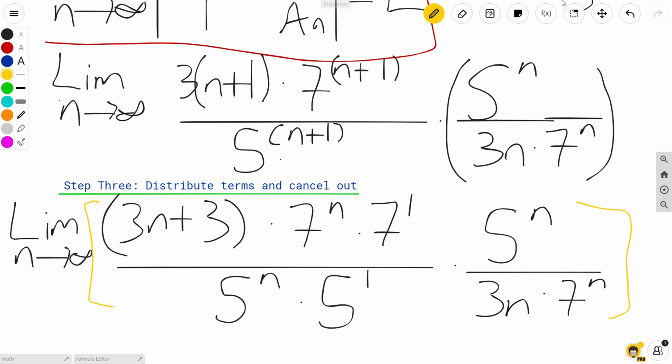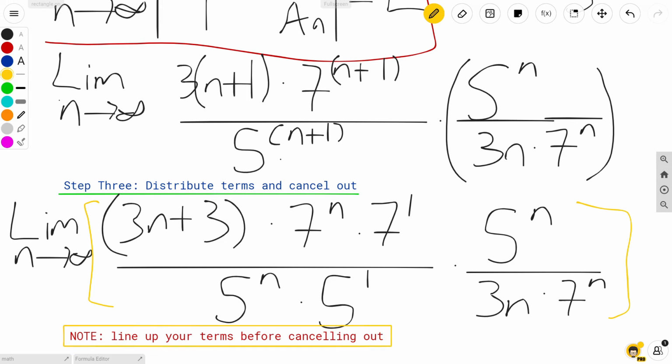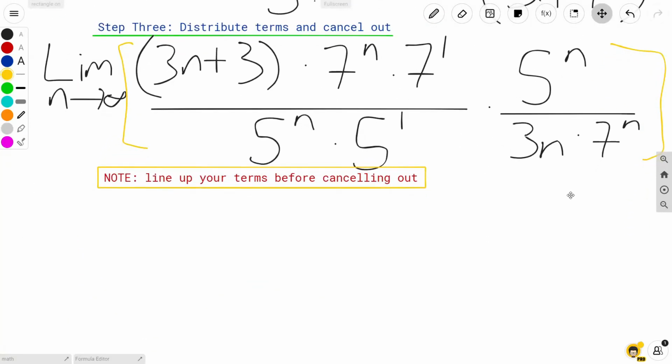So now, one thing I did forget to put, and it makes it a lot easier, I'm going to leave it as a note. So note: line up your terms before canceling out. Why? Because it prevents mistakes, because it makes it easier, and it's just the extra step that can assure that you won't get the incorrect answer. So line up your terms before canceling out. So that's what we're going to do in this next step right here.